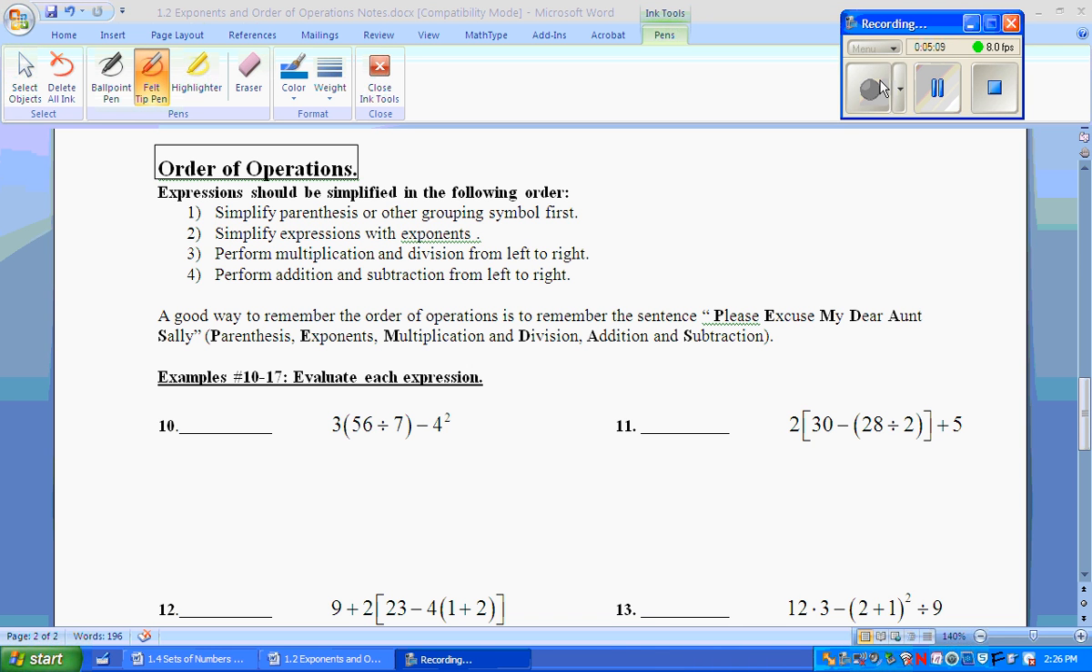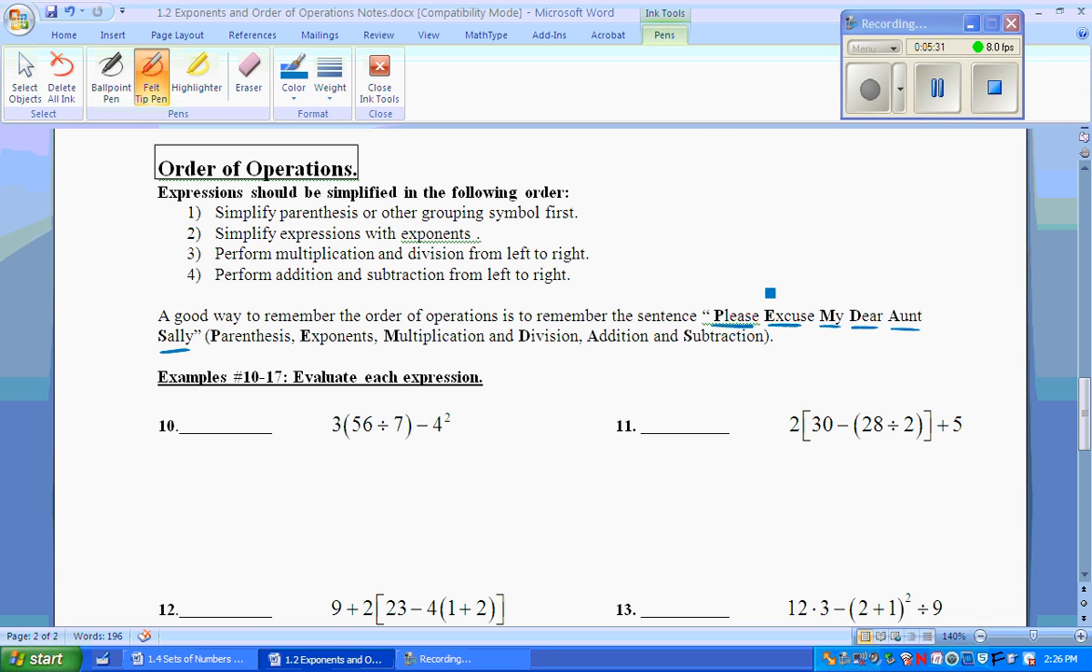In order of operations, you might have learned a little phrase called Please Excuse My Dear Aunt Sally. Couldn't tell you what Aunt Sally did, but whatever she did, she needs to be excused. What does that mean? That means you simply do this.